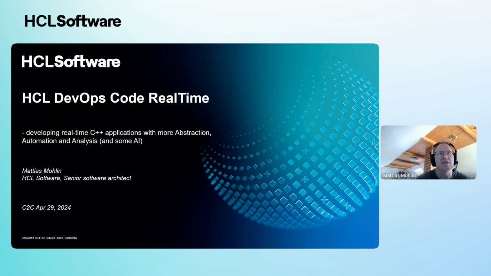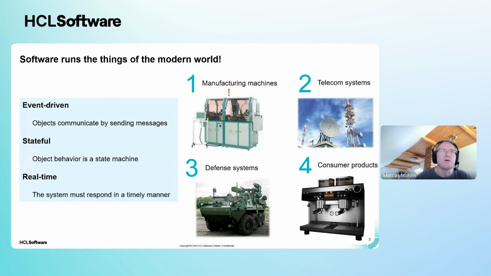It's called HCL DevOps Code RealTime. And the focus will be how users can use this tool to create C++ real-time applications with more abstraction, automation, analysis, and even some AI. But first, since I'm aware that not all of you are familiar with this domain, I want to give you 4 examples of machines and systems that our customers use our tool for creating the software for.